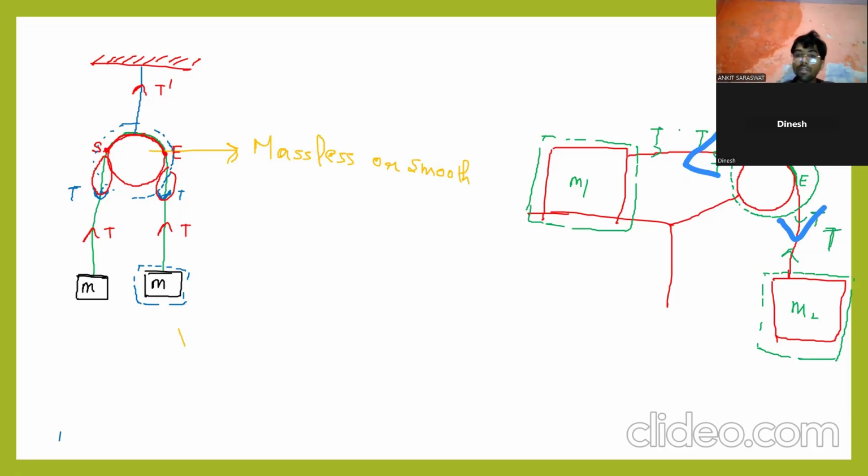Why T everywhere? Because the string is massless and the pulley is massless. If by mistake, if the pulley is not smooth, meaning rough, or we can say it has some mass, then the mass of the pulley will affect the tension. Because the pulley is massless, it has very, very little effect on tension. But if it has mass, then it will affect the tension. There it will not be T, T, okay? It will be T1, T2. Understood? Okay, sir.